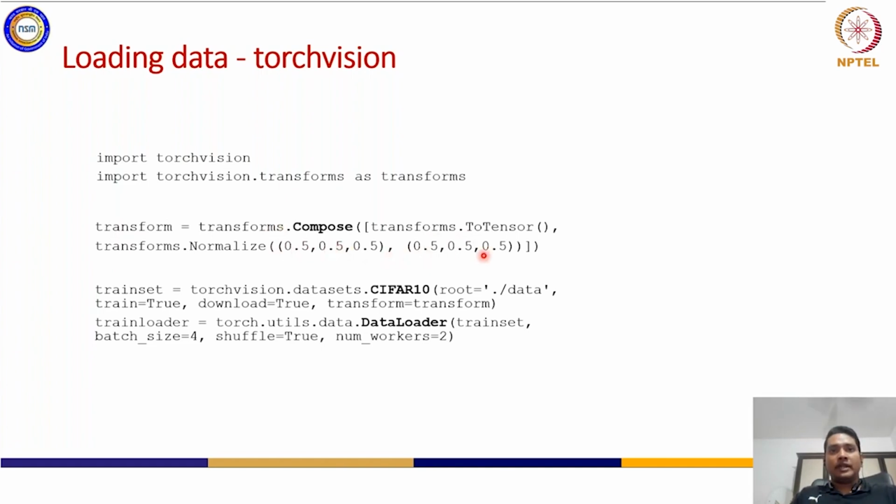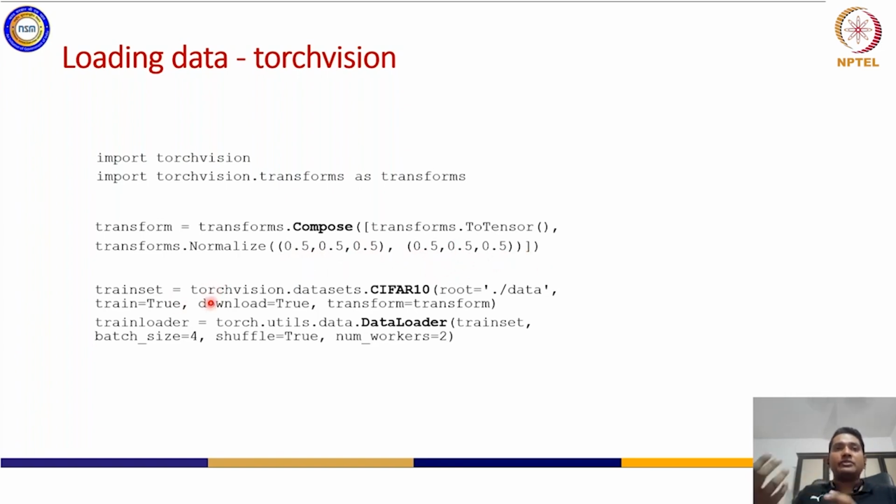And normalize will take mean and standard deviation. The first argument is mean. The set of means are essentially for the input channels. Here we are working with the CIFAR-10 dataset, which is essentially color images. So it has 3 channels, and to normalize each channel of your input data, we are defining these 3 means and 3 standard deviations.